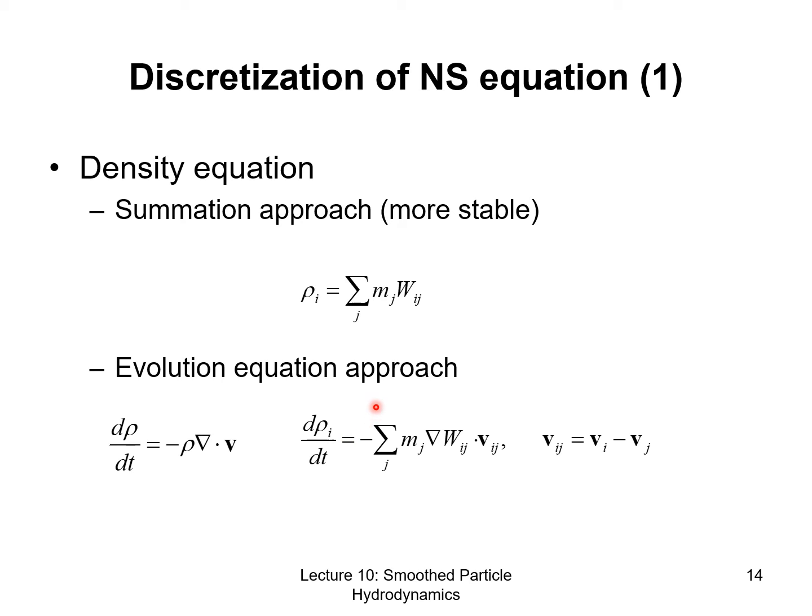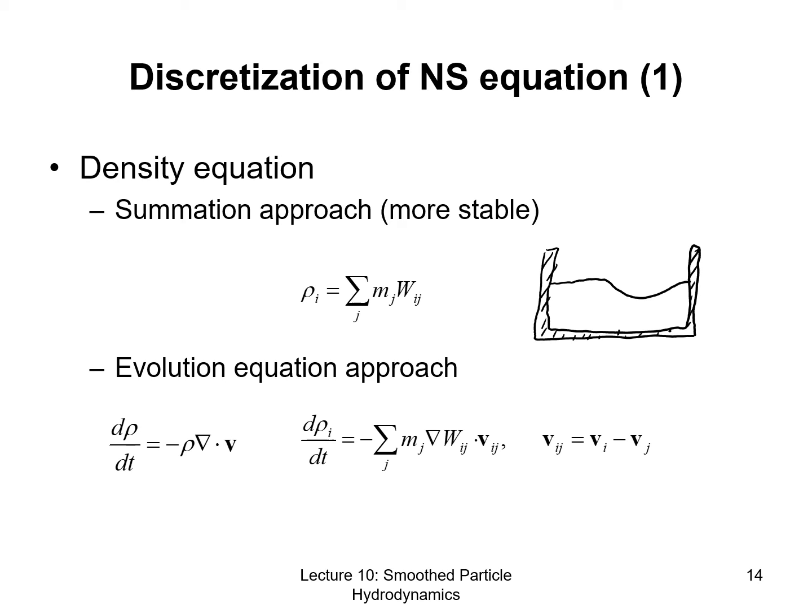Basically these two approaches both have some benefits and shortcomings. One of the shortcomings of the first equation appears when you consider some special situations. One of them is the so-called free surface flow. For example, we have a container, and we may have some flow inside the container.